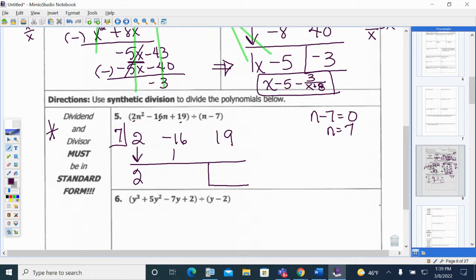7 times 2 is 14. Always add. Negative 16 plus 14 is negative 2. Multiply again. 7 times negative 2 is negative 14. And then add: 19 plus negative 14 is a positive 5. It started out with a 2 as the exponent, so we're going to decrease that by 1, and my final answer is 2n minus 2. That's a positive 5, but it is the remainder, so it goes over the n minus 7.